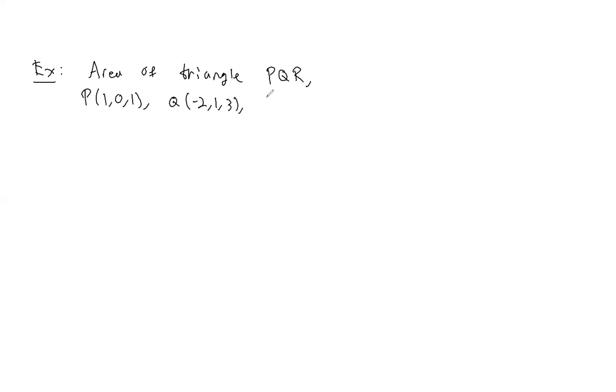A common problem that we'll often see with this, and this is the last thing that I'll do today, is that we can look at the area of the triangle PQR, where I'm going to say P is the point 1, 0, 1, Q is the point -2, 1, 3, and R is the point 4, 2, 5. All right. Now the strategy.